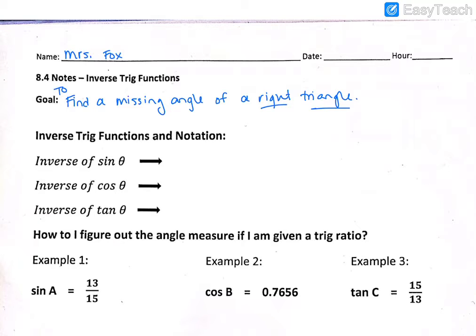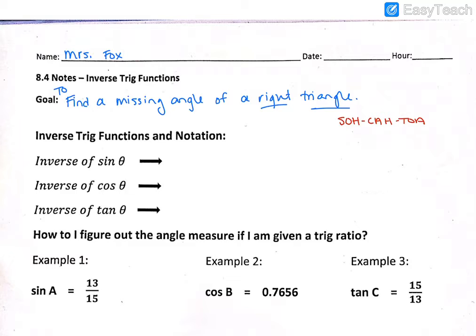Okay, so 8.4 notes, inverse trig functions is our goal for today. 8.3 was to find a missing side of a right triangle, and today it's going to be to find a missing angle of a right triangle. Now remember SOHCAHTOA, which is our big idea in 8.3 and 8.4, which doesn't mean anything if you can't spell it, so you got to make sure you know how to spell it, SOHCAHTOA.